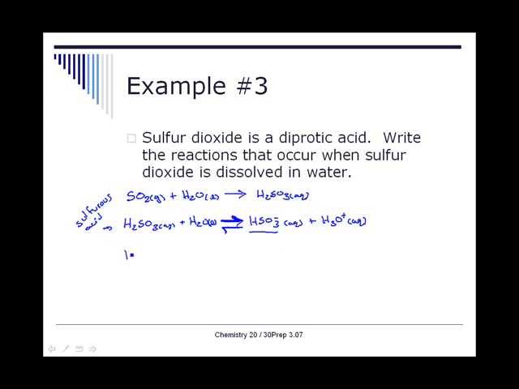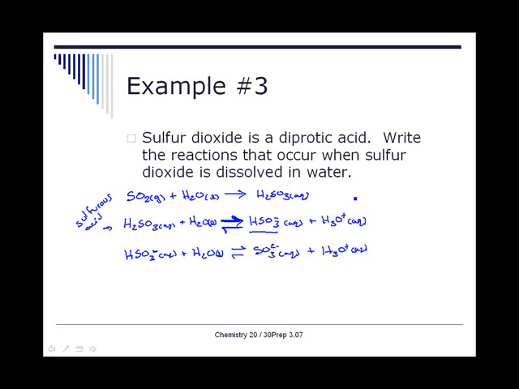And now we have a product that can also react with water, HSO3 negative. It can react with a water molecule because it has a hydrogen there, and it becomes SO3 2 negative. It loses that positive charge again when it loses its hydrogen, and it forms another hydronium ion.